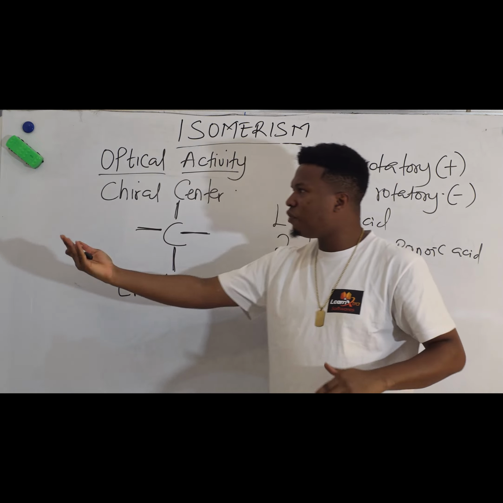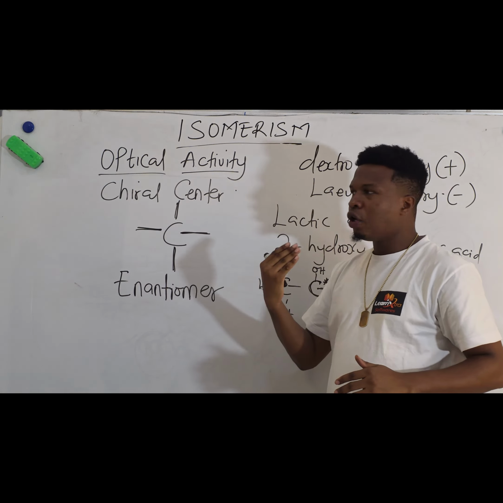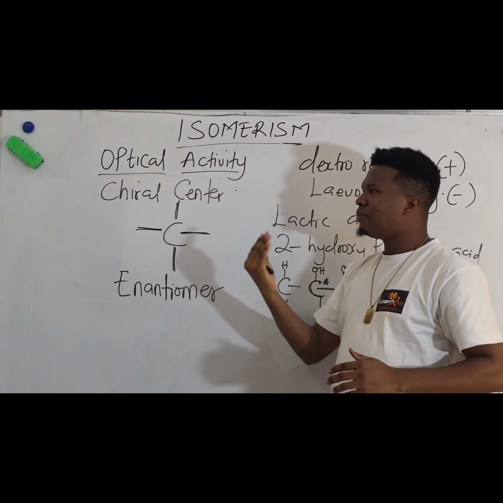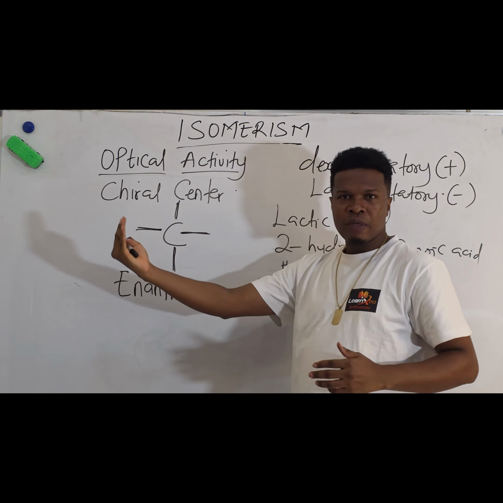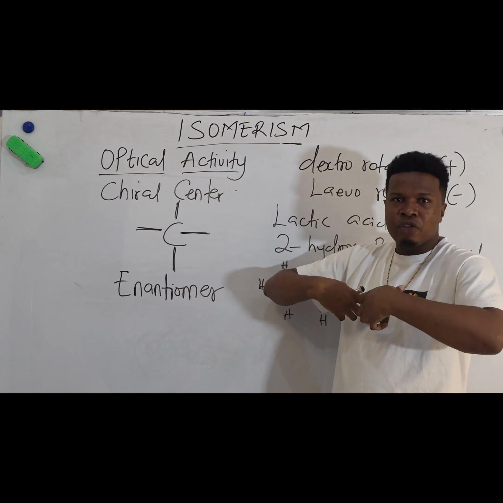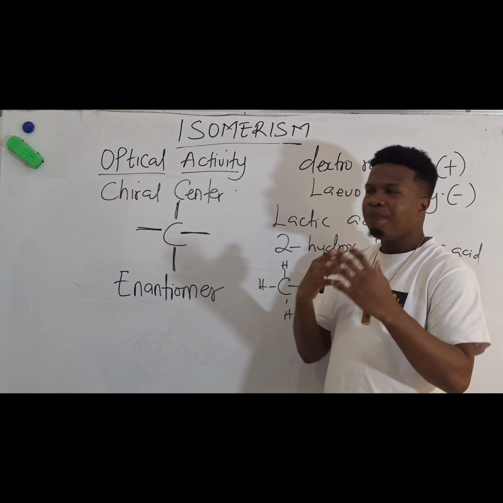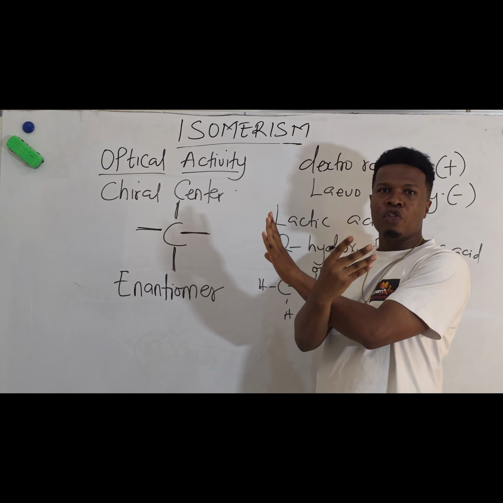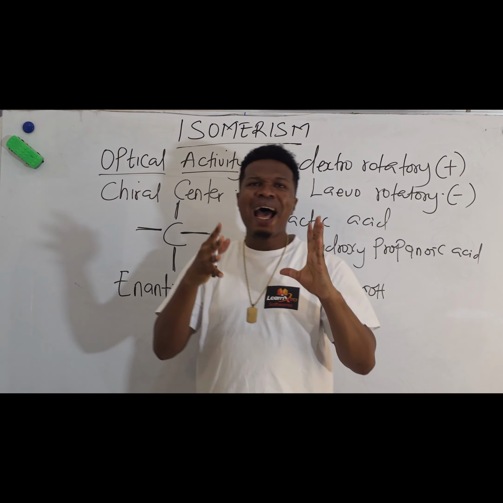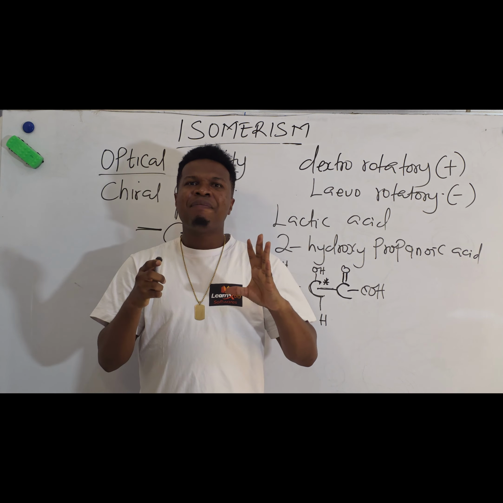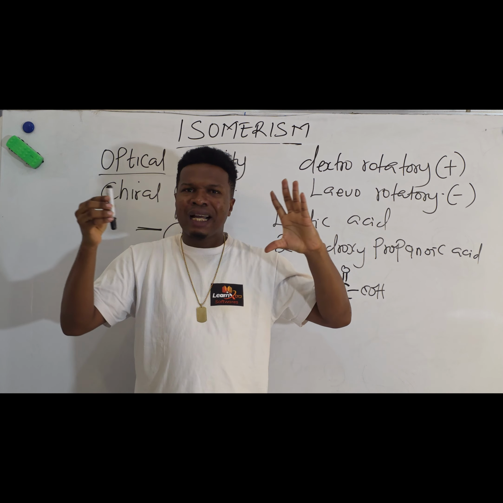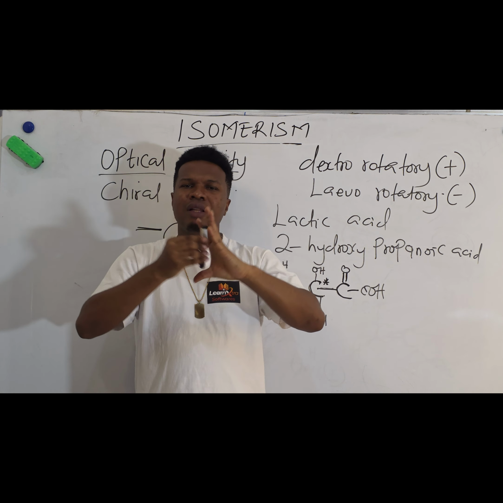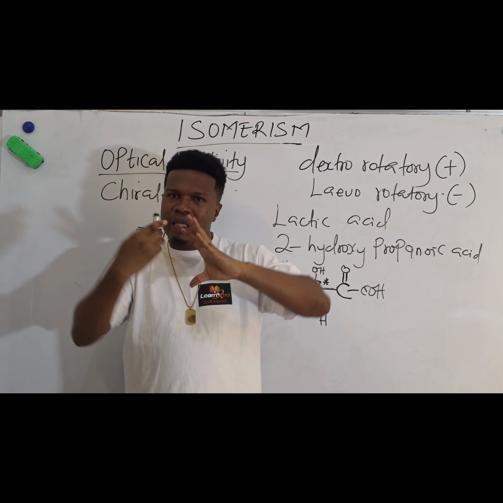Just picture yourself in the mirror. Imagine your image in the mirror. That image, if it's to come and superimpose, that is, enter inside you, it cannot penetrate because the body parts are not in the right direction. So you have to rotate it so you can be able to superimpose. So enantiomers are mirror images that cannot superimpose, that cannot be joined together like that without rotating it.